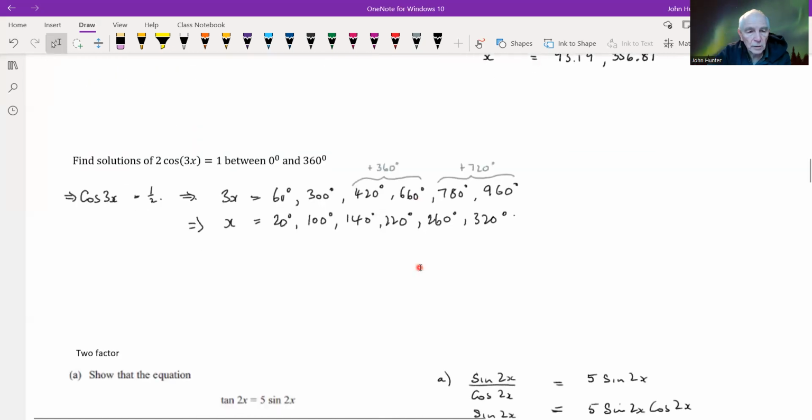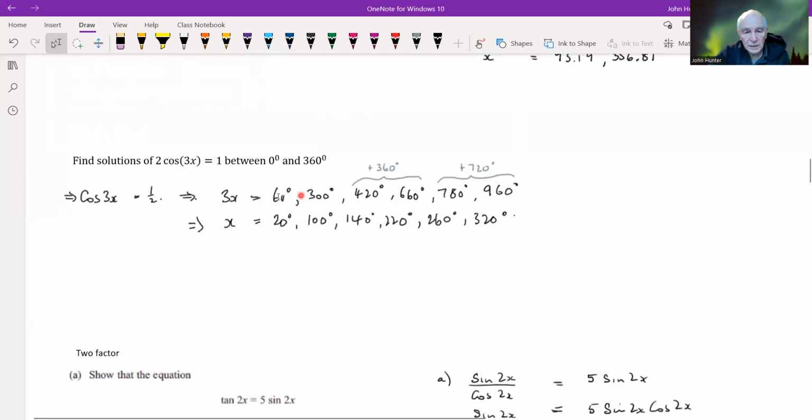Okay, another one here. Well, very, very similar. Solutions of 2 cos 3x equals 1 between 0 and 360. So cos 3x equals a half. So 3x gives us this solution set. These are the kind of start with 60, then we want 360 minus 60. And then we can add 360 and then 720 to all these.